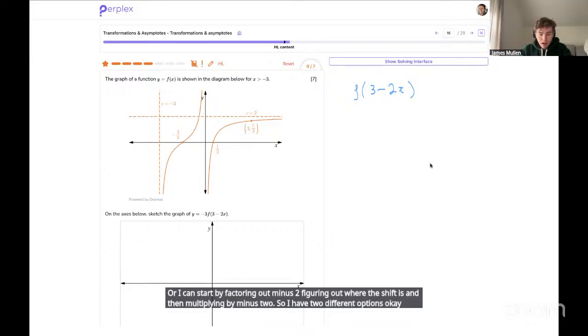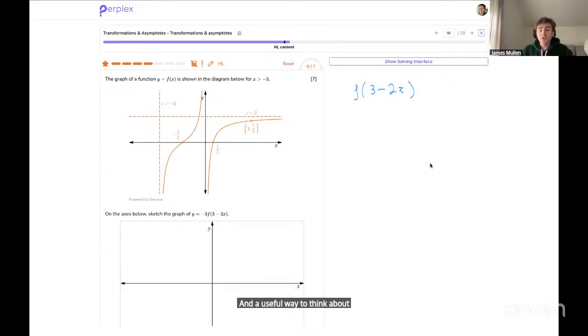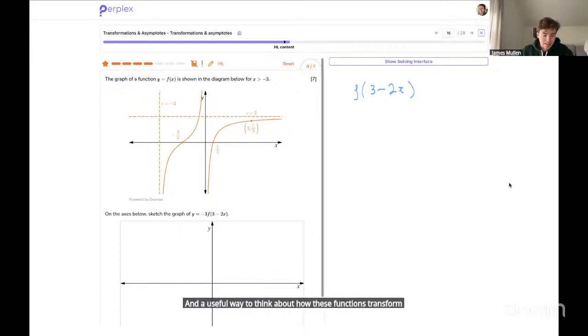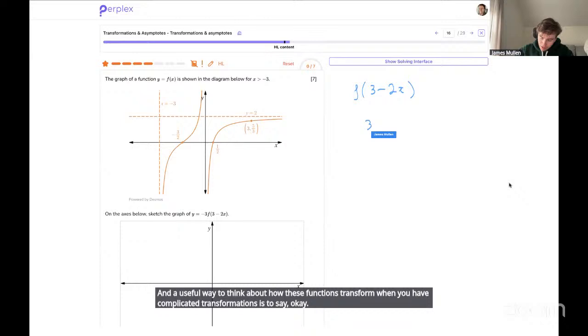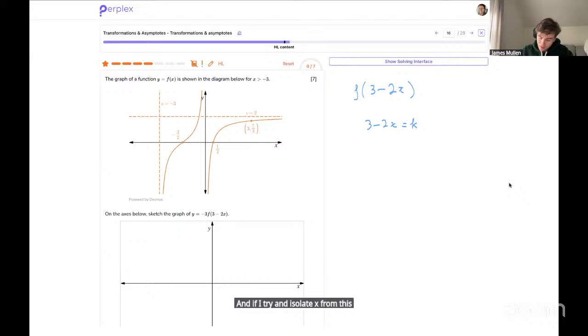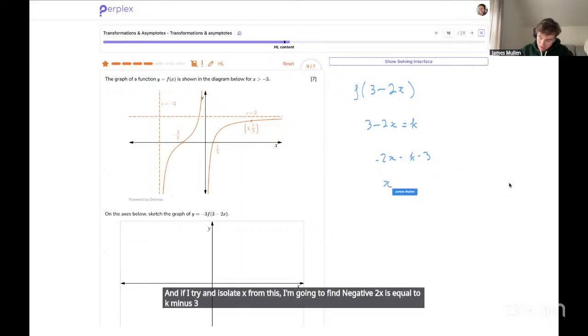So I'm going to start by thinking about what the x-intercepts are. And a useful way to think about how these functions transform when you have complicated transformations is to say, okay, let's call the inside 3 minus 2x equals k. Okay, because that's the value that I'm putting into f of x. All right. And if I try and isolate x from this, I'm going to find negative 2x is equal to k minus 3, which means that x is equal to 3 minus k over 2. All right? Why is that helpful?